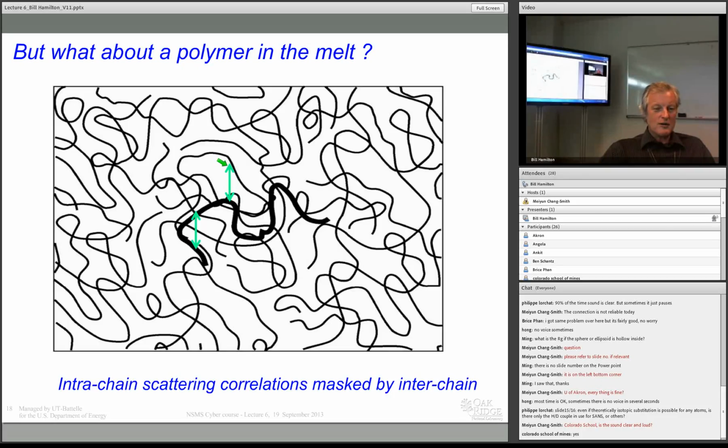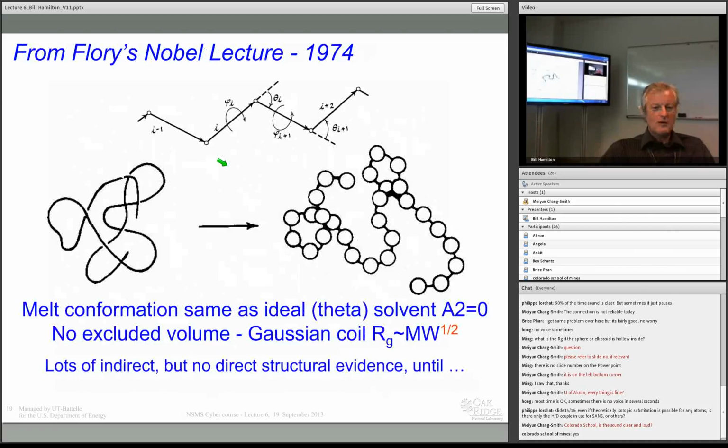So the scattering contrast or strengths cannot be angled. We play our game, and Flory gets a Nobel Prize. Why?